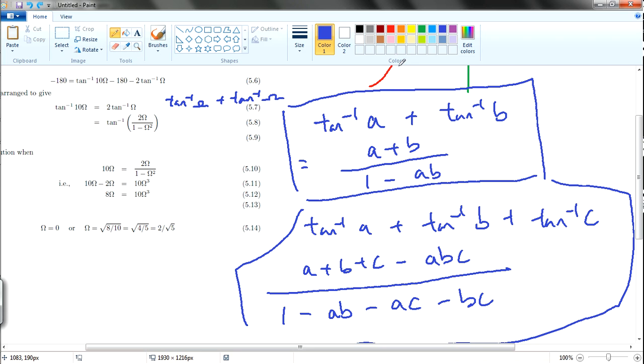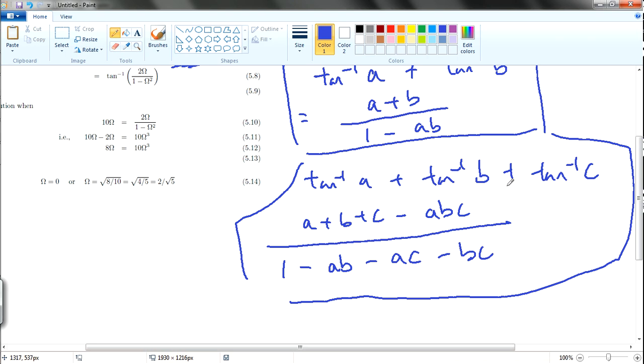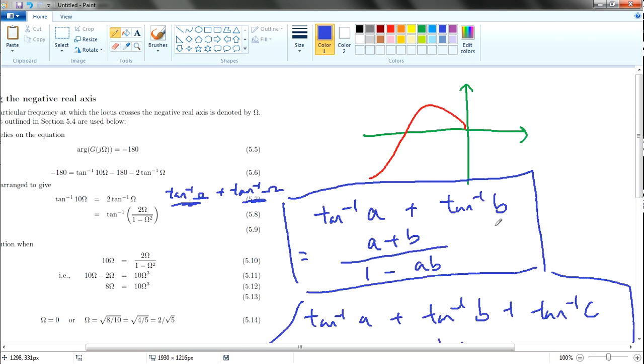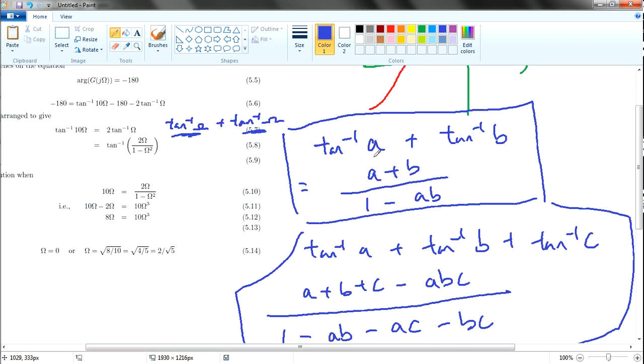I hope that I can make this very clear. So for this case, we have tangent inverse omega plus tangent inverse omega. We can use this one because it's 2 terms. If it's 3 terms, you can use this. Typically, I don't think we'll go to four terms. If it's 4 terms, then good job. Typically, we are only dealing with 2 terms and 3 terms.